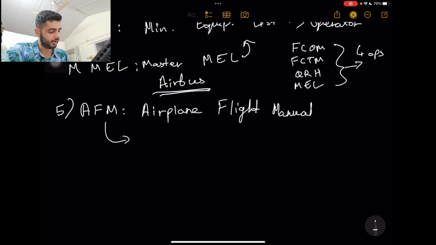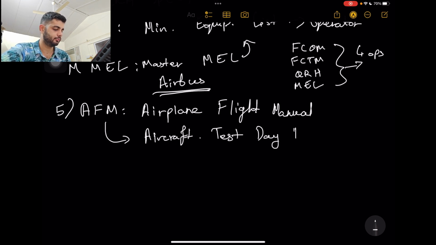What does the AFM have? It has your aircraft's test day data. So when they tested this aircraft, what all this aircraft has performed, what all its flight envelope was like. So you know what the aircraft is capable of. It is not an operational manual, because again you could say that there is degradation of the aircraft over time and all. So this is what the aircraft has performed on a good day, brand new, everything. So that's why. Okay, so this is with manuals.